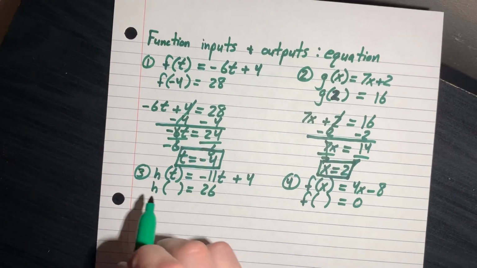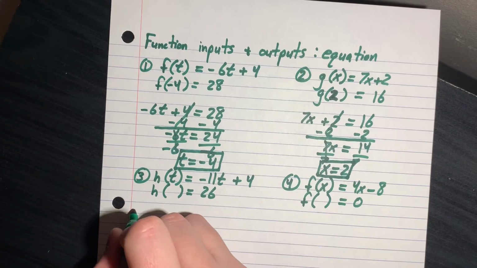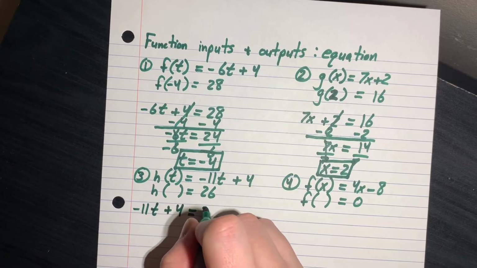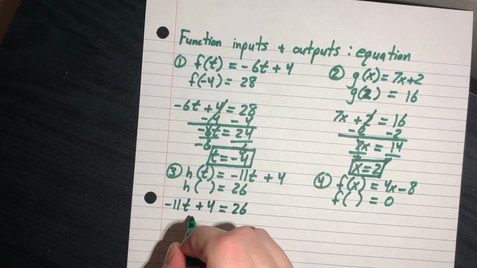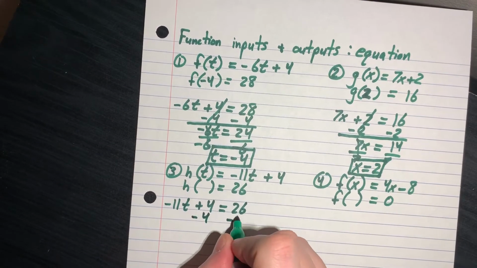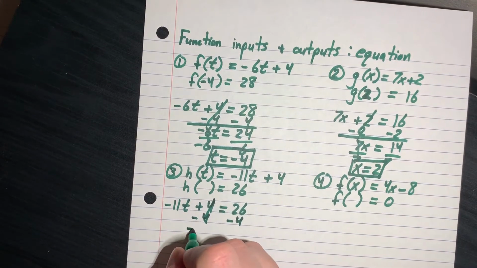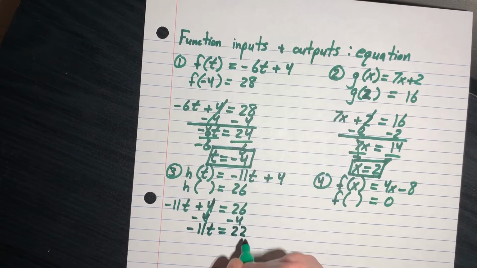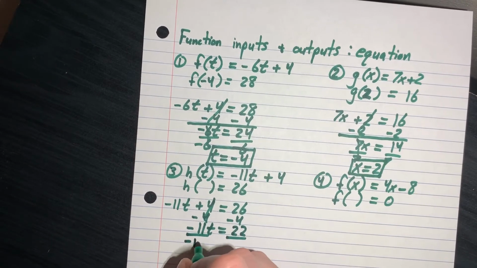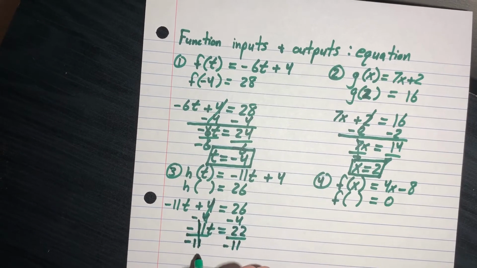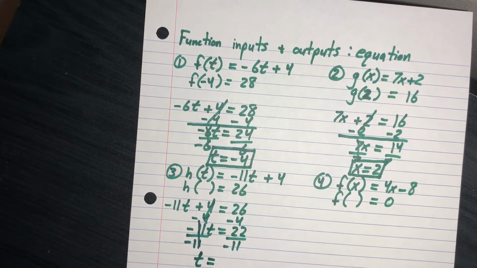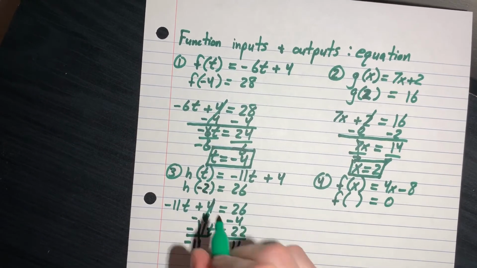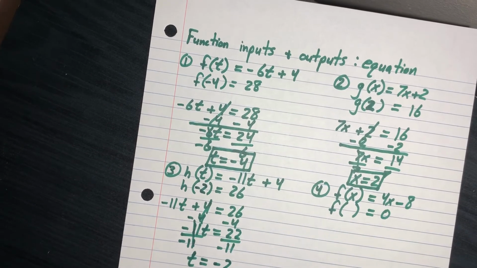Okay, let's move on and try this one now. Okay, our function is negative 11t plus 4. We can set it equal to 26. So if we want to solve this, we can do the opposite here. So minus 4, which will then leave us with negative 11t equals 26 minus 4, which will give us 22. Then divide both sides by negative 11. Remember that negative has to come along for the ride. So then we got t equals 22 divided by negative 11, which will give us negative 2. So we know that at h of negative 2, this function's output value will be 26.